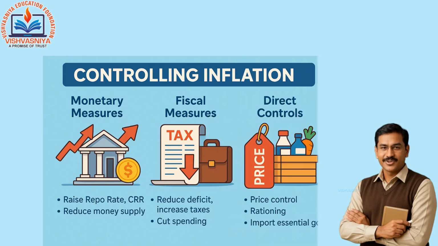Inflation can be controlled in three ways. Monetary measures by the central bank: raising repo rate, cash reserve ratio, and reducing money supply. Fiscal measures by the government: reducing fiscal deficit, increasing taxes, and cutting expenditure. Direct measures: price controls, rationing, and importing essential goods.